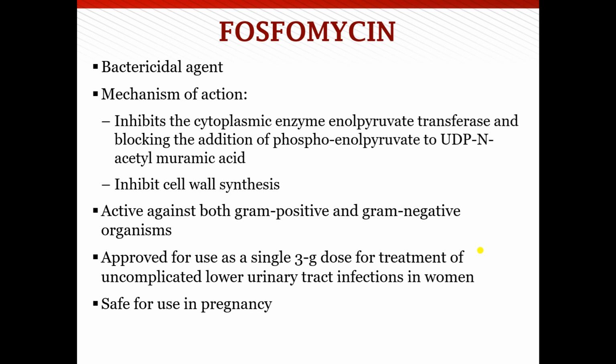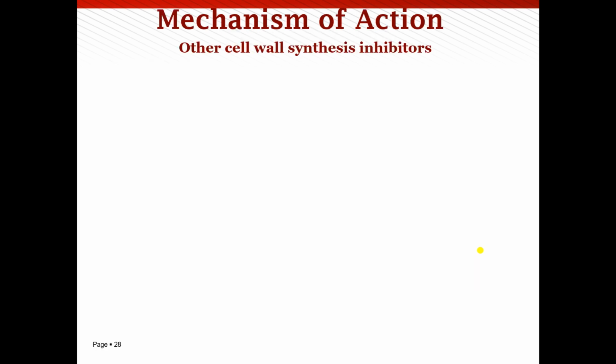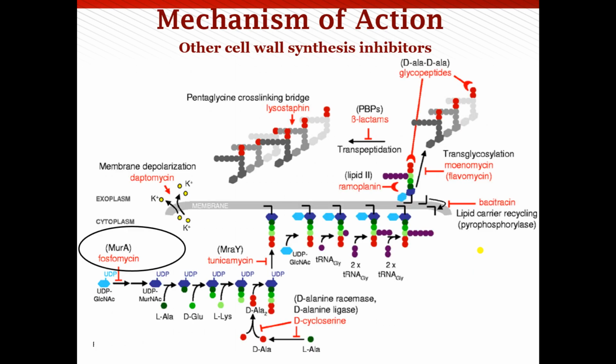It is approved for use as a single dose of 3 gram in the treatment of uncomplicated lower urinary tract infection in women. Also, it is a drug which is safe during pregnancy. Here the mechanism of action of fosfomycin is shown. You can see here that it inhibits the very first step of synthesis of the peptides for the glycopeptide chain generation.